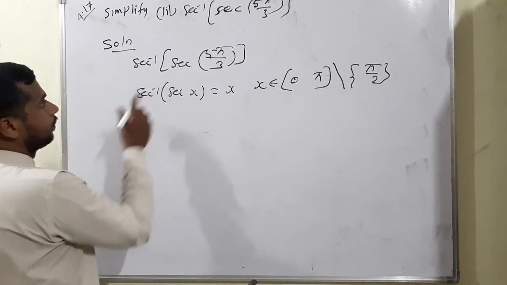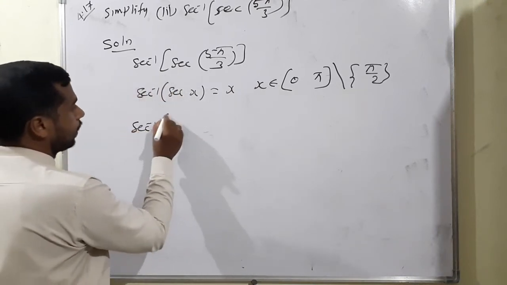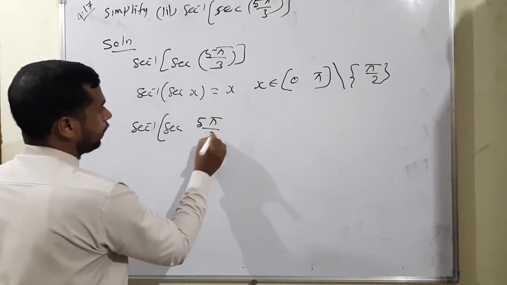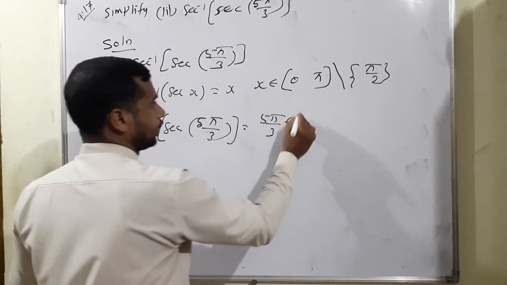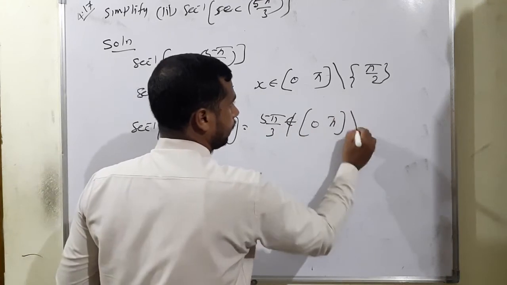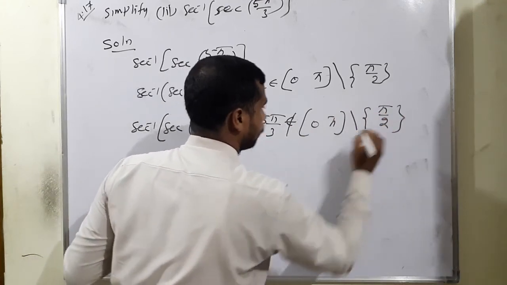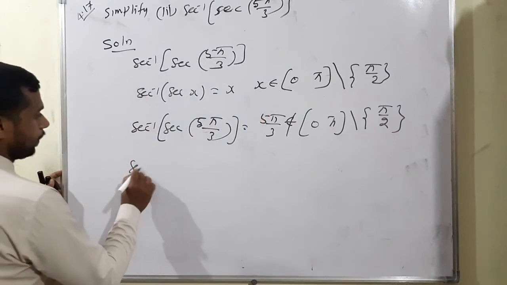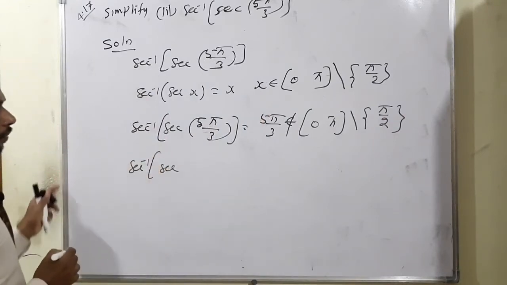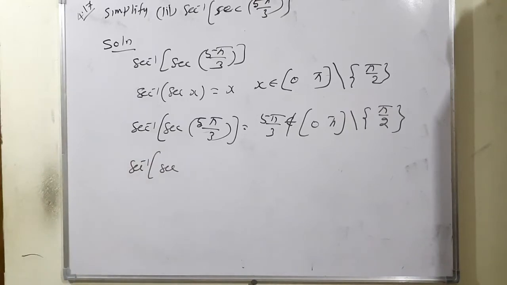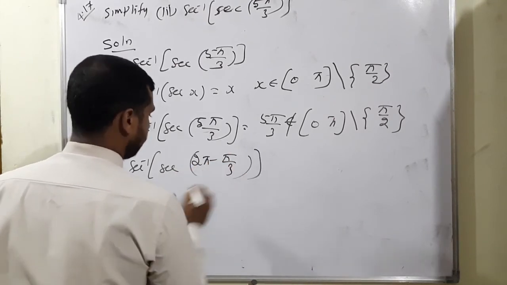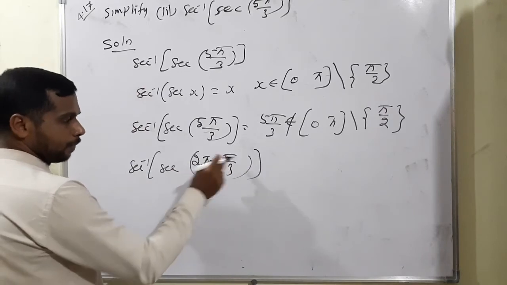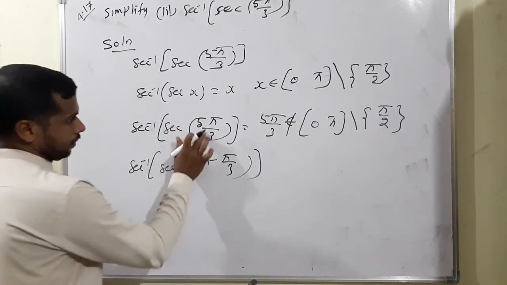So secant inverse secant. But with the given condition, secant inverse of secant of 5 pi by 3 is equal to 5 pi by 3. It does not belong to 0 to pi except pi by 2. So now we just have to rearrange it. Secant inverse secant of 2 pi minus pi by 3. So 2 into 3 means 6, 6 pi minus pi means 5 pi by 3. So the value will be correct.